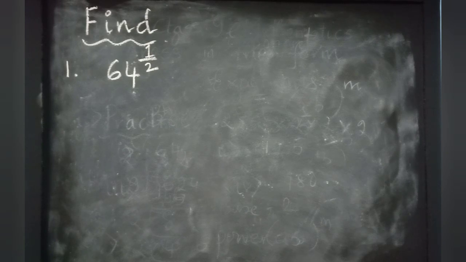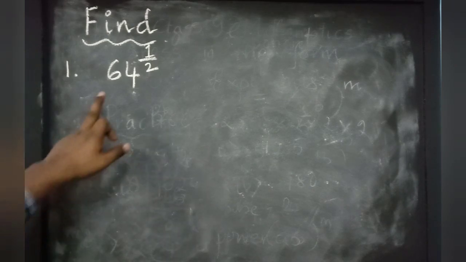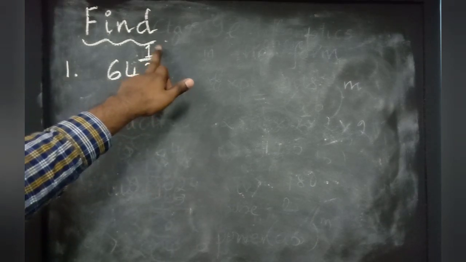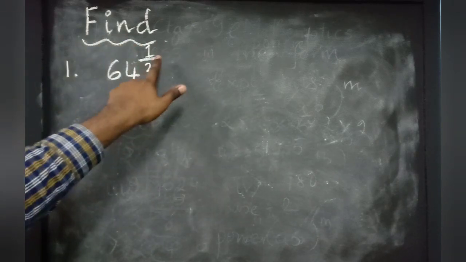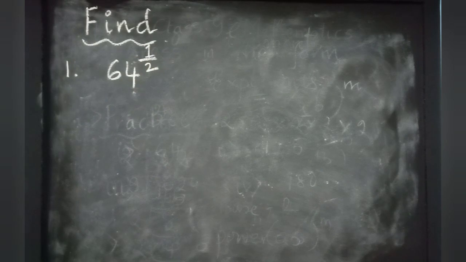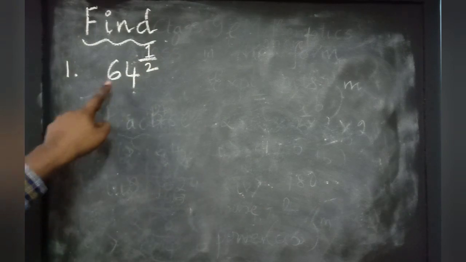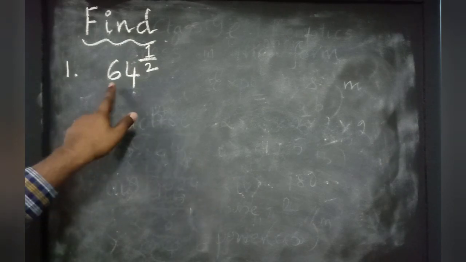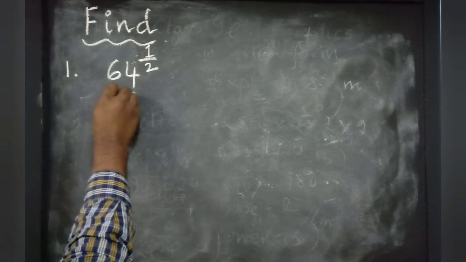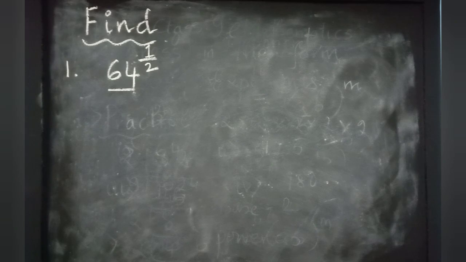Moving to the next one, find the value of 64 to the power 1 divided by 2. What is the base? The base is 64. What is the power? The power is 1 divided by 2. Now I should find the value of 64 to the power 1 by 2. First I'll express 64 in the form of exponents.